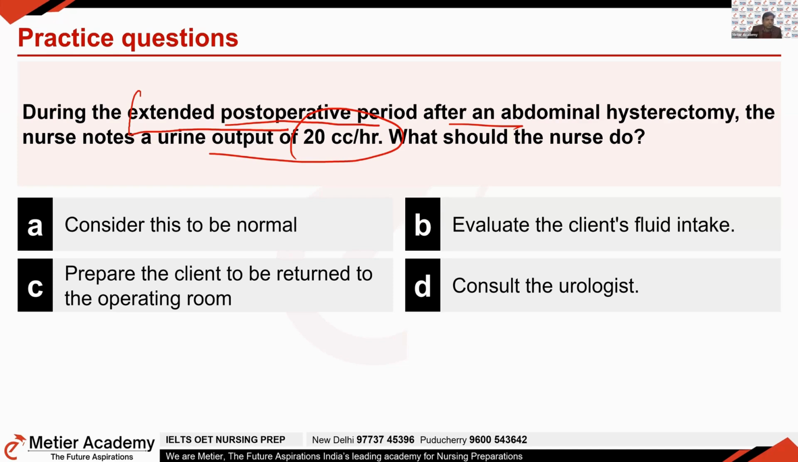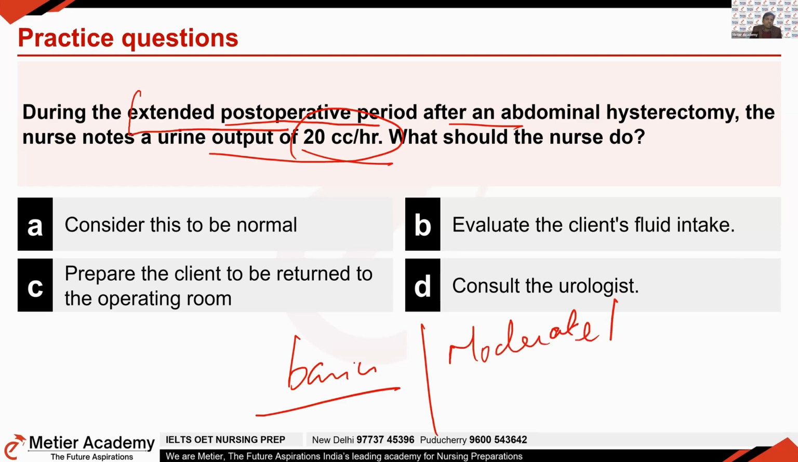Extended post-operative, what are you going to do? And urine output is 20 ml per hour. This also comes under basics. So basic level, moderate level. You should know this: basic, moderate, and advanced level. Whenever you prepare for a competitive exam, you divide the questions into basic, moderate, and advanced level. If you know how to analyze the basics, moderate, and advanced, that is more than enough, and you will be able to crack it easily.